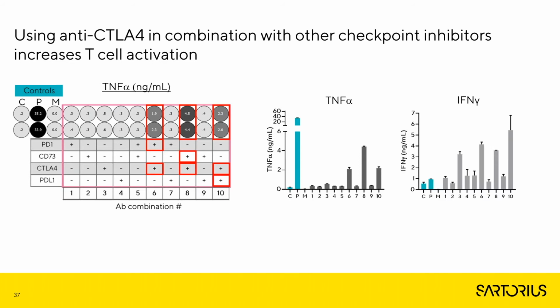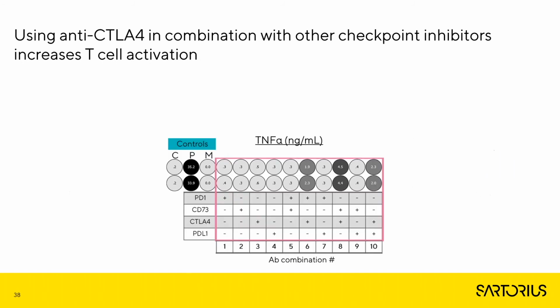We also looked at the interferon gamma release, which was also greatest in the wells containing the anti-CTLA4 antibody. However, the effects of including other checkpoint inhibitors in combination with this were minimal when you compare to what we saw with the TNF alpha. So this just really highlights why it can be useful to look at a few different cytokines in multiplex to gather a full characterization profile for a drug's effect.